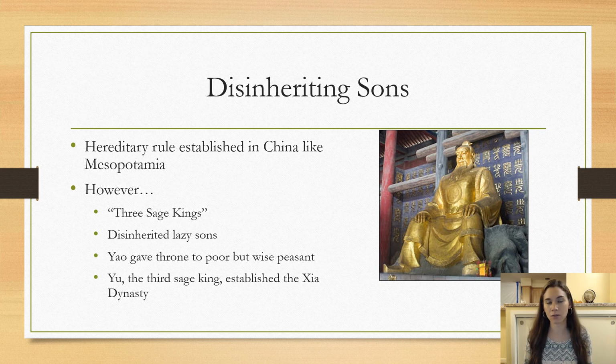Can you imagine anyone in like Egypt or Mesopotamia doing that? To be like, hey, you are really, really poor. You have no money, no connections, nothing, but you're really smart and wise. Therefore, I'm going to choose you to be king over my own son. I can't imagine anyone in Mesopotamia or Egypt doing that, actually. Yu, the 3rd sage king, establishes then the Xia Dynasty. So the Xia Dynasty actually starts with Yu.